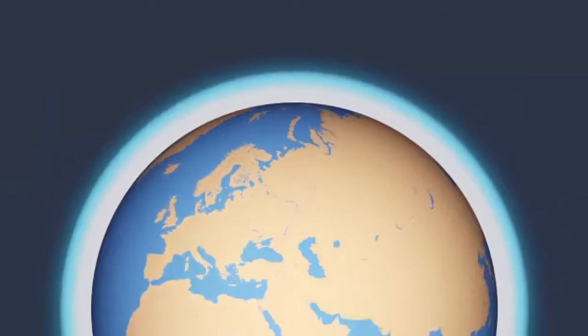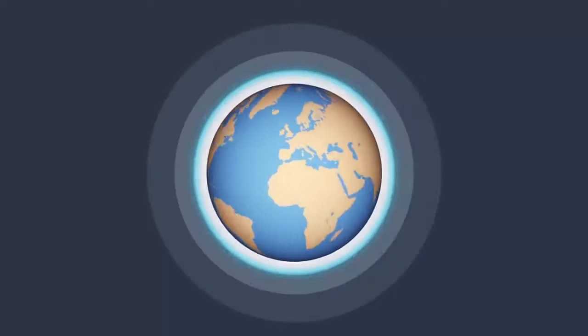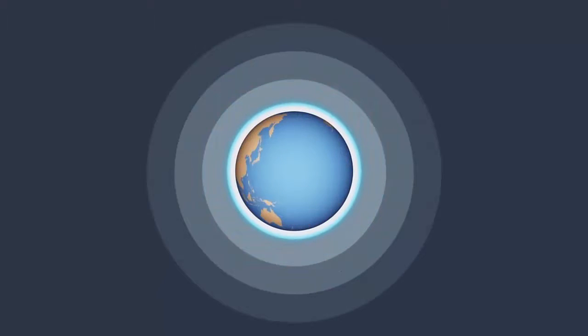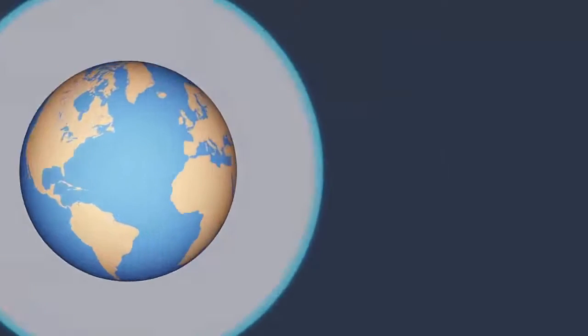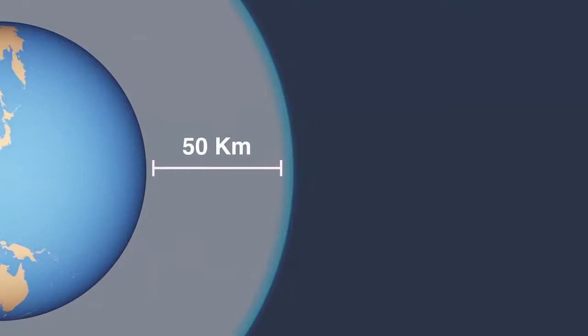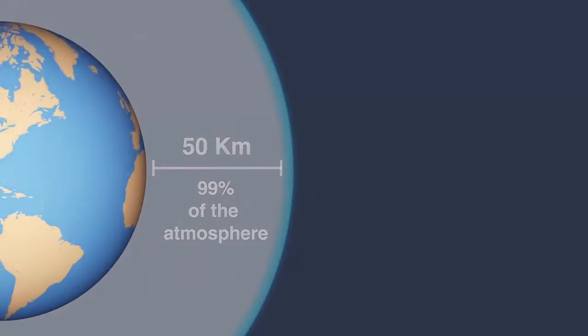They are held to the Earth by gravity, a sort of ocean of air. Because air is compressible, it gets less and less dense as you get further from the Earth. Let's consider the first 50 kilometers, where 99% of the atmosphere is found.